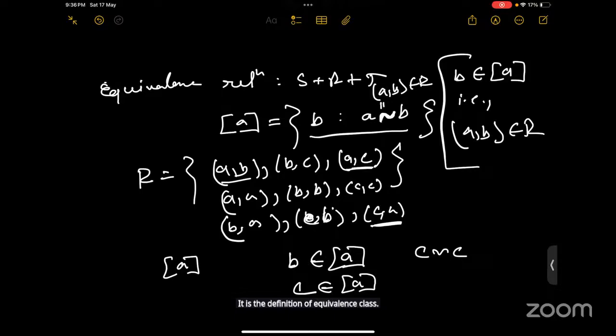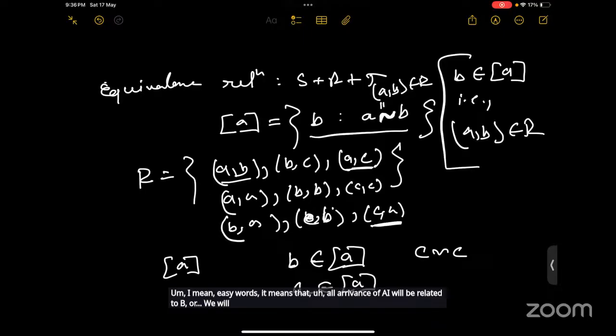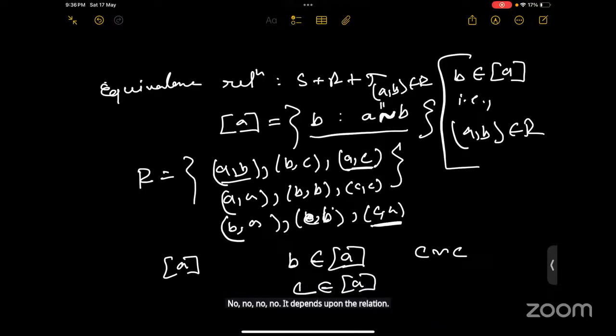Is it clear? Ma'am, in easy words, does it mean that all elements of A will be related to B? No, not necessarily. It depends upon the relation. Okay.